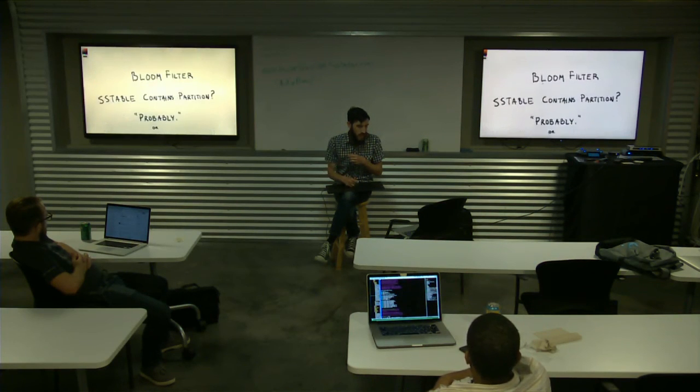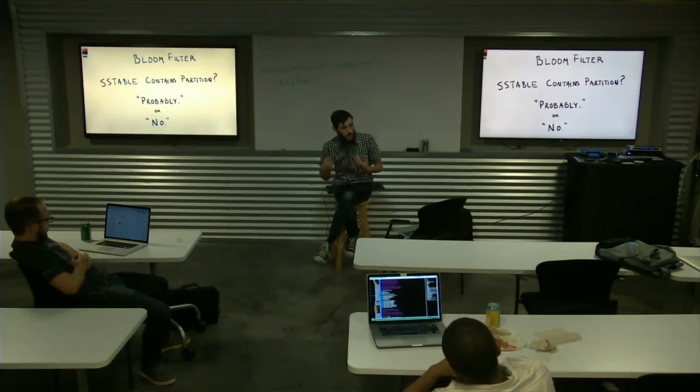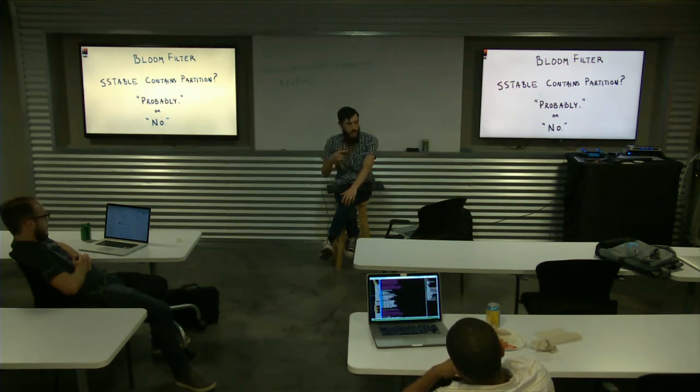So the next step to try to cancel out SS tables is something called a Bloom filter. There's one Bloom filter per SS table. Bloom filters are another really cool data structure if you're not familiar with them. They're probabilistic, and they're a good way to test for set membership. You ask a Bloom filter, do you contain this thing? And they basically say either probably or no. If they say no, they're always correct. They'll never tell you that they don't contain something that they actually do.